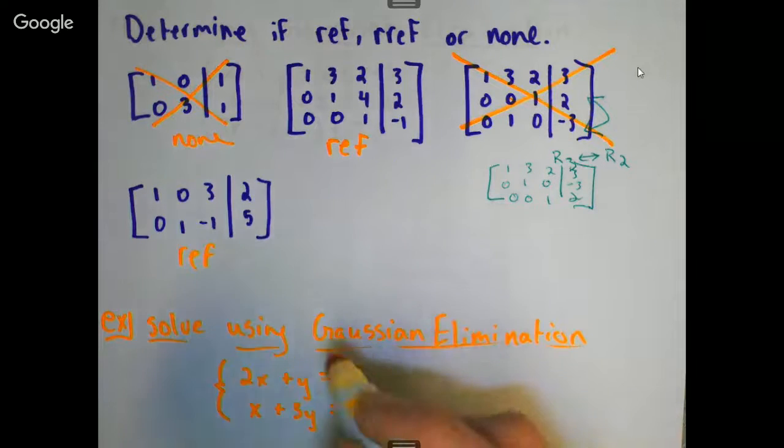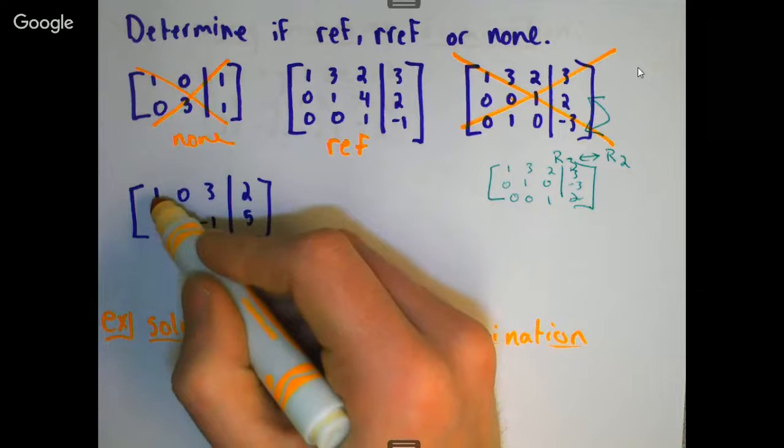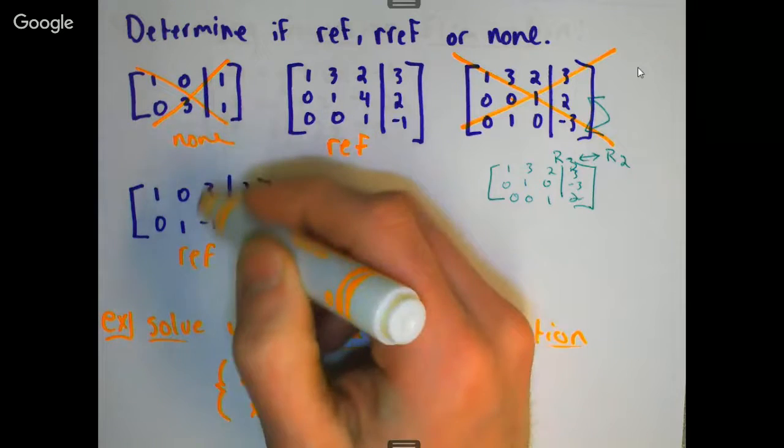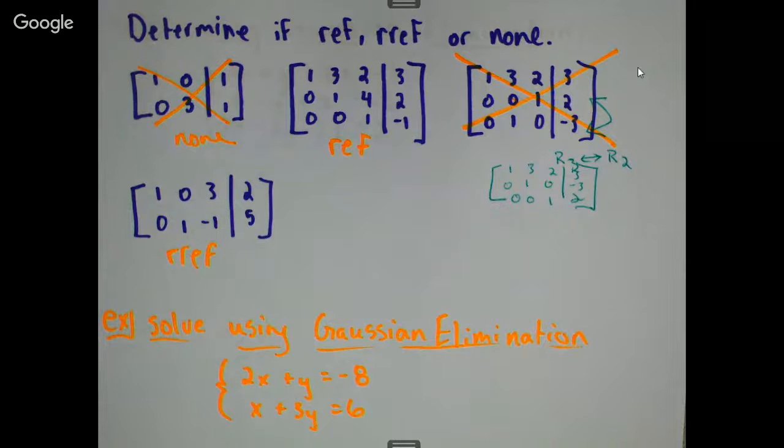Okay, and my leading ones have to have ones below and above. So that's got zeros below and above, zeros below and above. Now these were not leading, so that's okay. We don't have to worry about them. And this one's actually RREF.